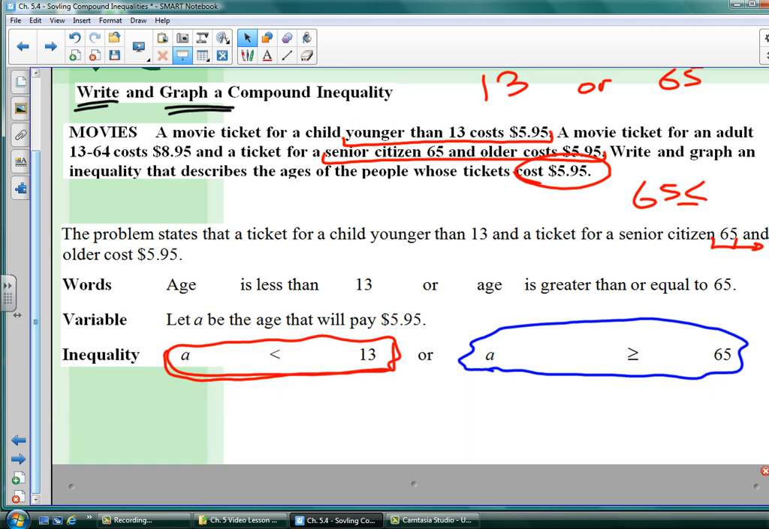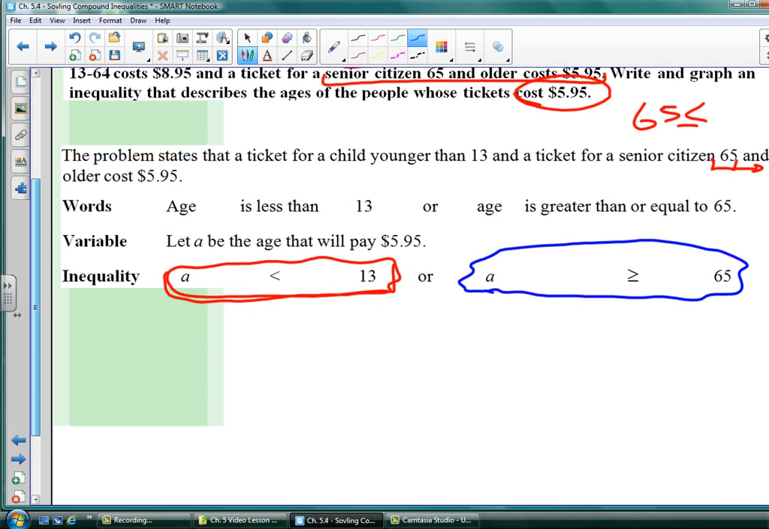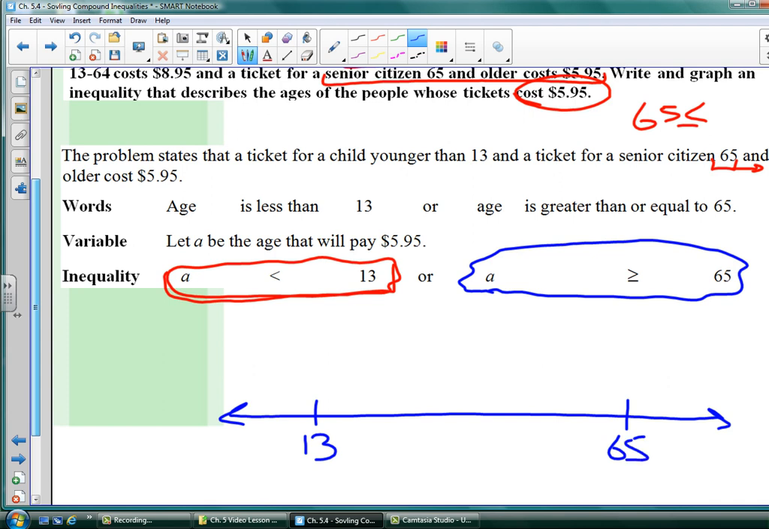So if I want to graph this, what I have to do is do exactly what we did before. I'm going to draw my line to graph this. I'm going to put down my two boundary points, or boundary numbers. I'm going to use what they tell me to write down what we're talking about. So we have 13, and that's an open circle. We have 65, and that's going to be a closed circle because it's or equal to.